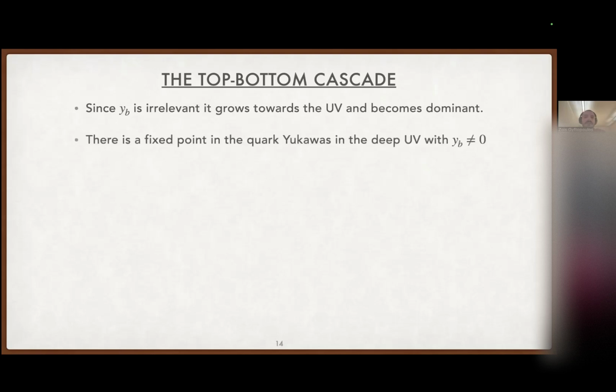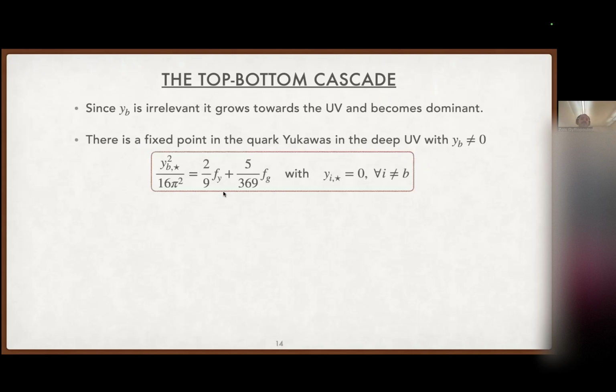And if it becomes dominant, we can have also another limit, the bottom dominated limit, where we can even find a fixed point. And the fixed point actually looks like this, where the bottom is non-zero and all of the other quarks are zero. But here, you see something crucial. The fixed point is actually smaller than the top dominating one.